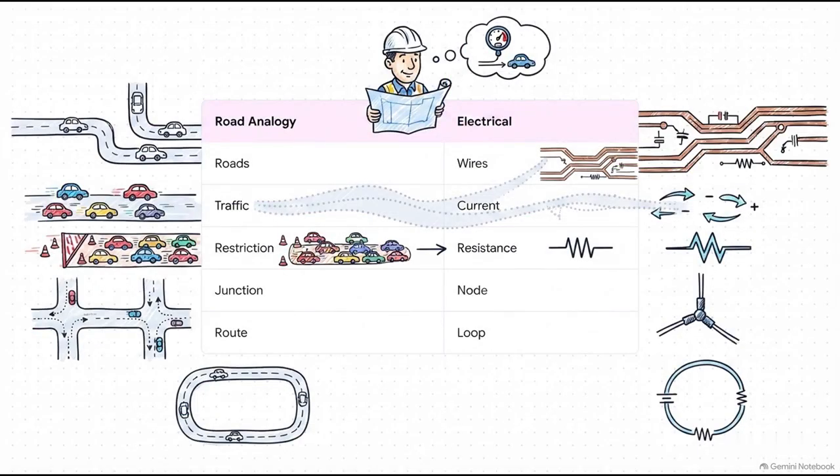To help build your intuition for how current navigates all these nodes and loops, here's another awesome mental model. Think of a city road network. The roads are your wires. The traffic? That's your electric current. A lane closure causing a huge backup is your resistance. Intersections where cars can turn are your nodes, and a full driving route is your electrical loop. When you're analyzing a complex network, you're basically acting as an enthusiastic urban planner, calculating exactly where traffic will bottleneck and how much pressure or voltage is needed to push those cars along.